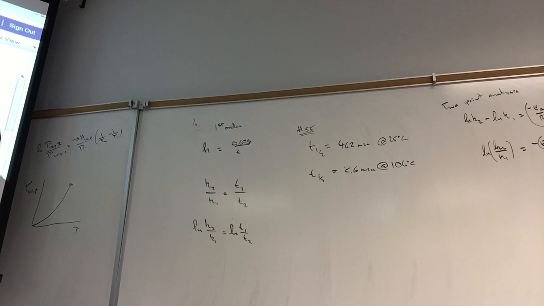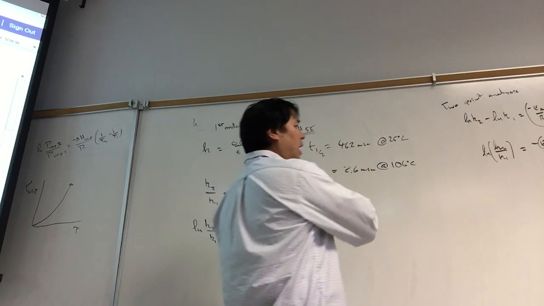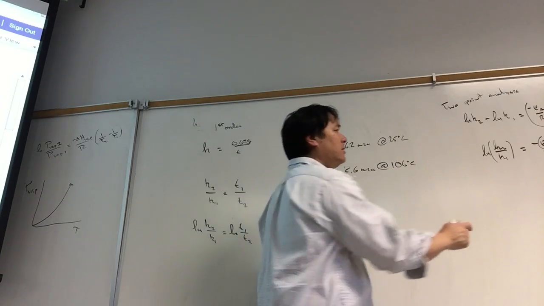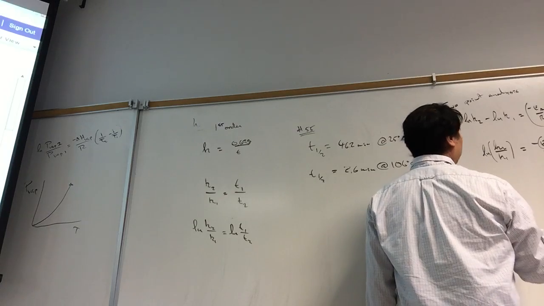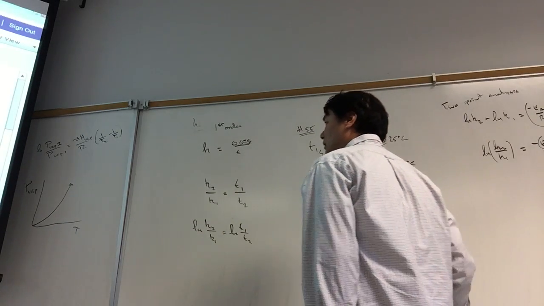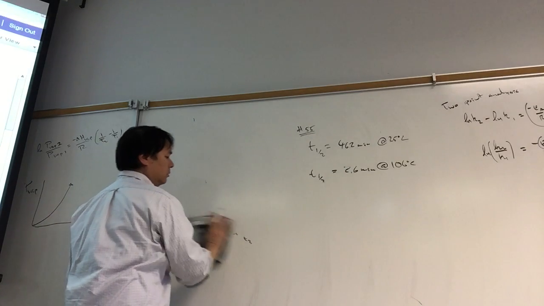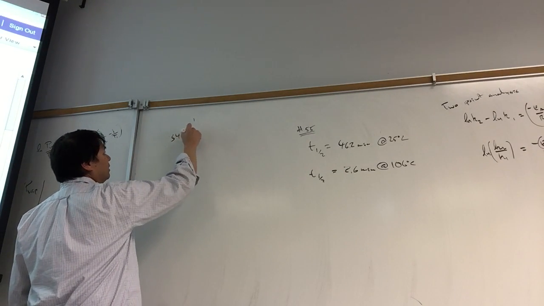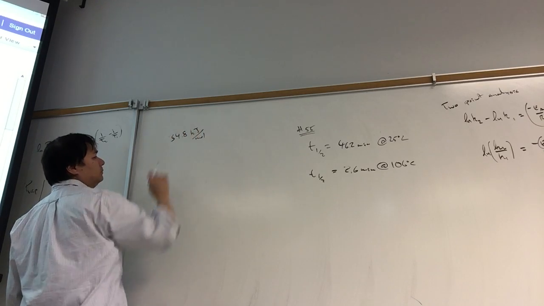Okay, once we have the activation energy, then we can solve for the half-life or the rate constant at any temperature, because all we need is EA and one half-life at one temperature. And so what did you get for your activation energy? 34.8 kilojoules per mole. Okay, 34.8 kilojoules per mole. And then, I didn't get part B.